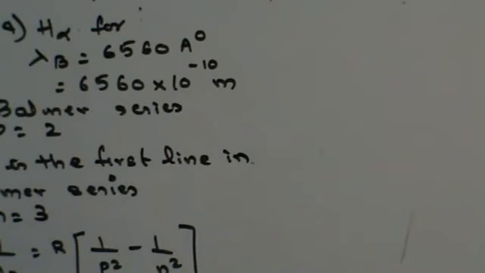What do they ask you to find out? Calculate the wavelength of first line of Lyman series. Now from this I'll be able to get my value of Rydberg constant. Now the next thing they've asked you to calculate is Lyman series.